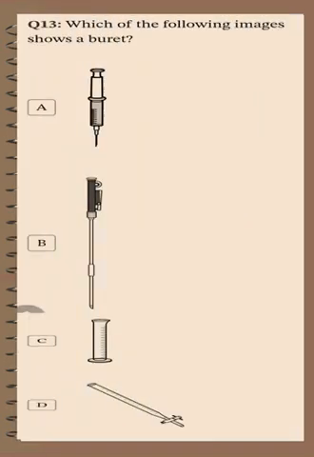Question number 13. Which of the following images shows a burette? We see the shape of the burette in the lab: a long tube open at each end. One end has a tap that we can close, and we can put solution in from one side, and it is graduated from the top. Number D is the answer.